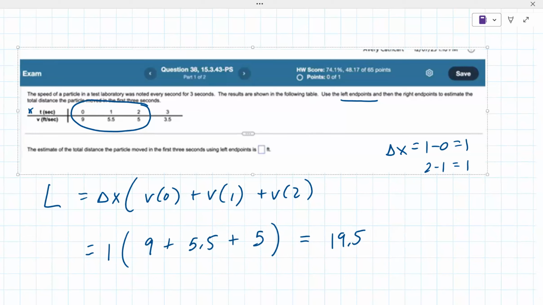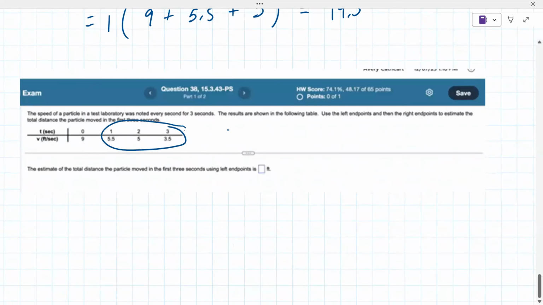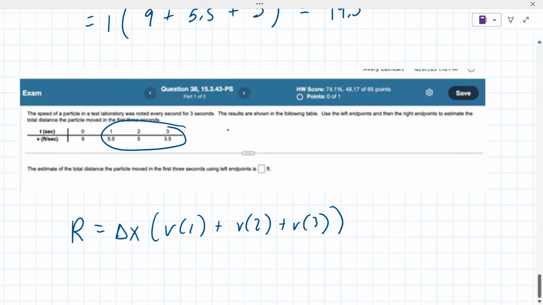So please check that and then let me know if part B is right endpoints. Yeah, right endpoints. Okay. I'm going to grab this question one more time so you can see it in the notes. But it ends up being these 3 values. So the right is, again, delta x, which is still 1, times v of 1 plus v of 2 plus v of 3, which is 1 times 5.5 plus 5 plus 3.5. So you add those all up and you get 14.